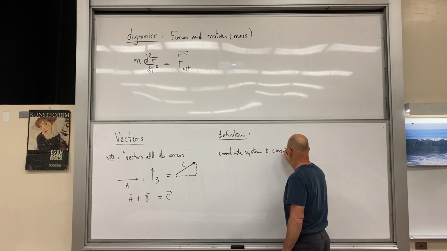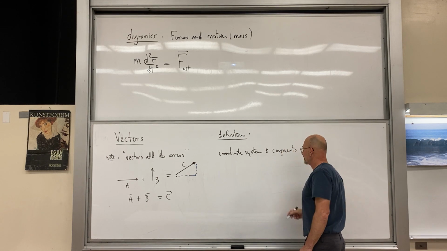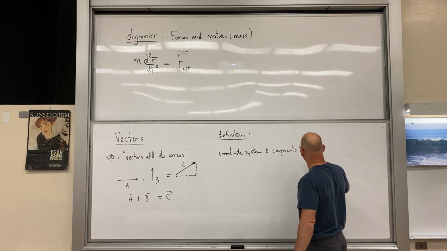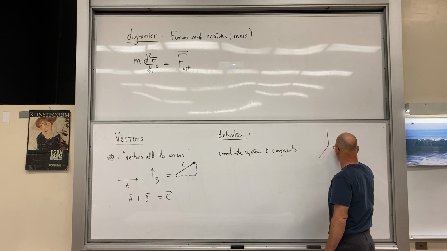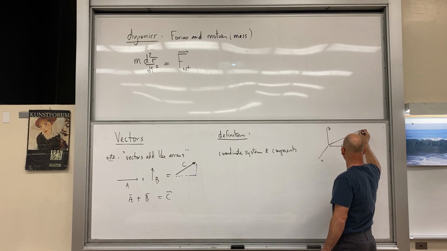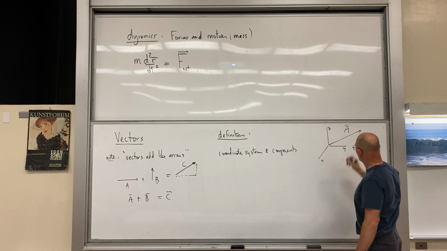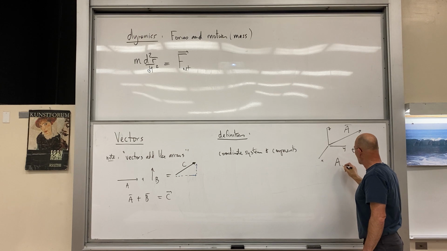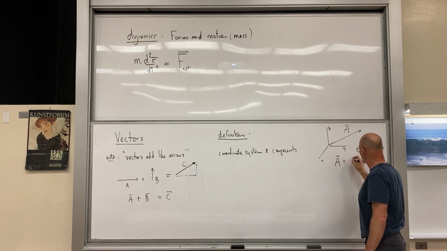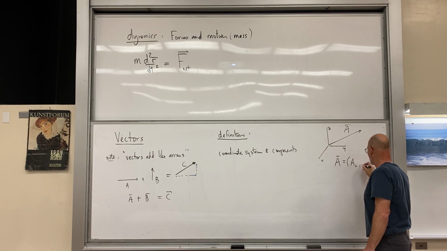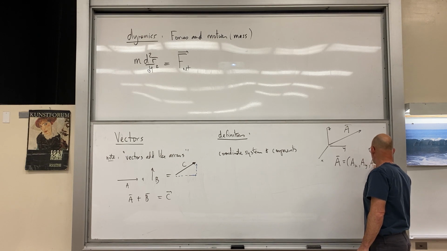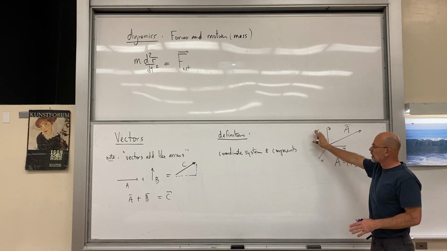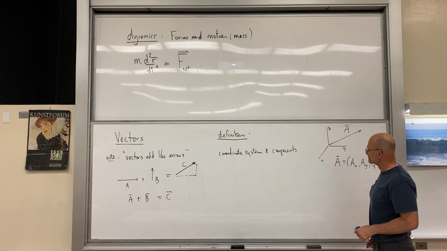Components, then we could have, let's say, x, y, z. We have some vector A, and we can say A equals ax, ay, az. So I'm starting with a Cartesian system here.